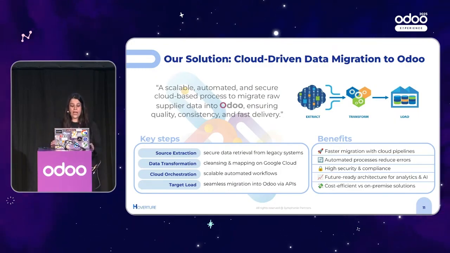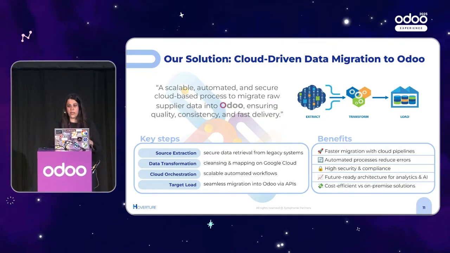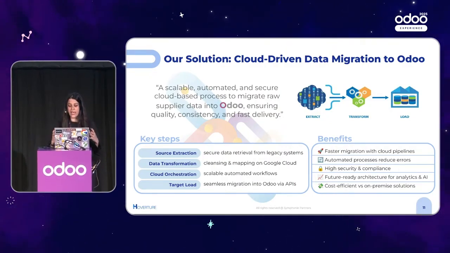We, of course, have cloud orchestration on top, because we have to have pipelines that can be replicated and used not only for the project itself, but also for future projects, to have a kind of baseline pipeline that can be used for future migrations.